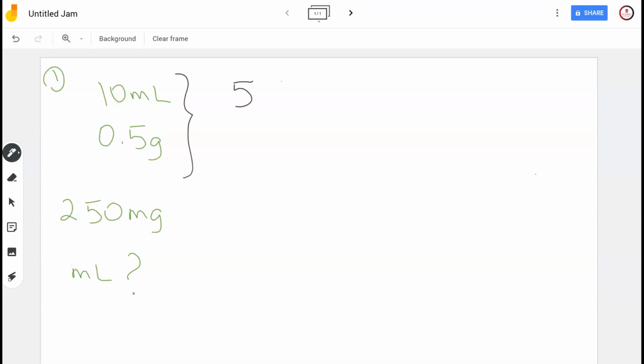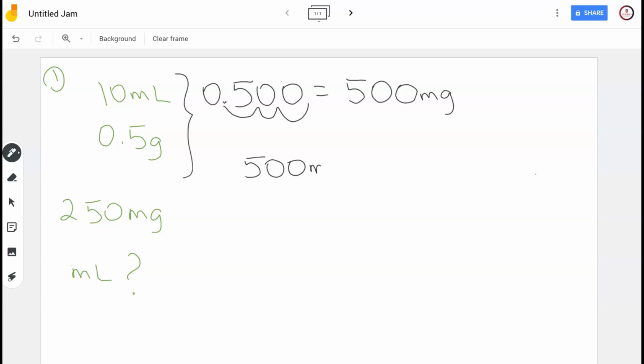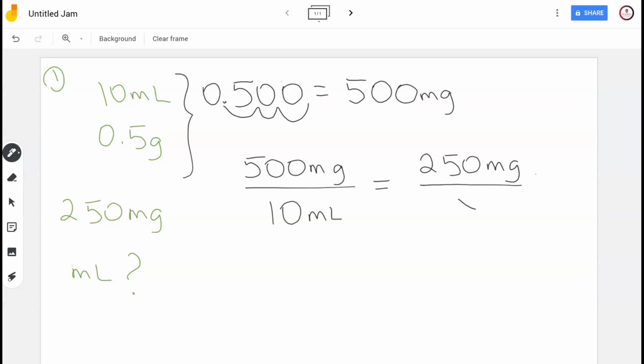So, 0.5 grams is 500 milligrams. Then you're going to set up a cross multiplication to make your life nice and easy. You're going to do 500 milligrams in 10 ml, and you are looking for 250 milligrams, and how many mLs you're going to use.